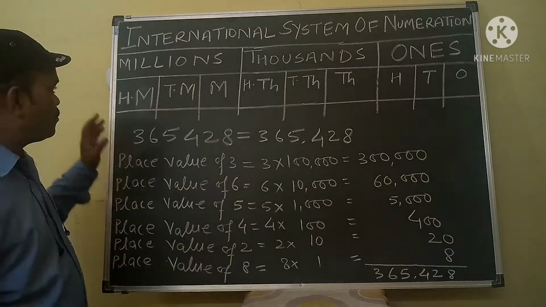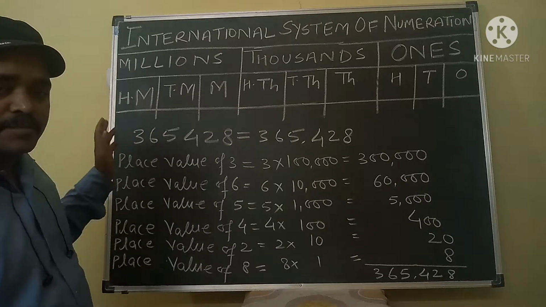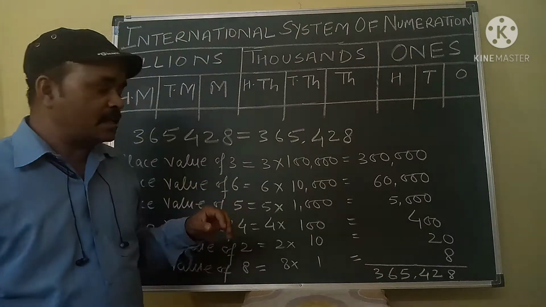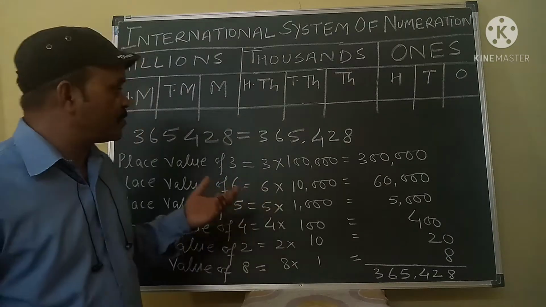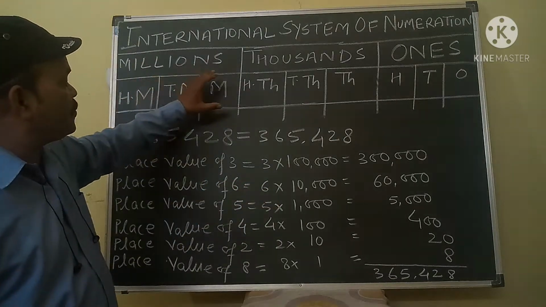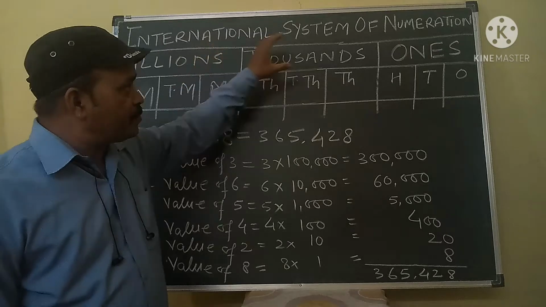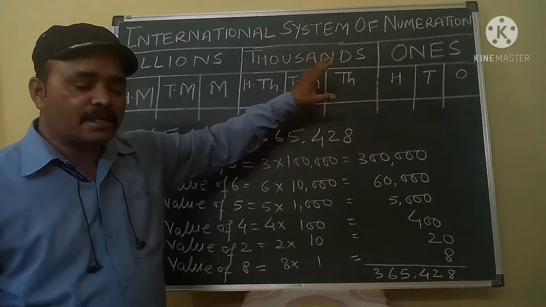Okay. Now likewise, billions period has three places. Now trillions period has three places. In the international system of numeration, every period has three places.